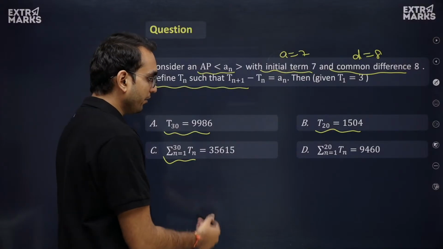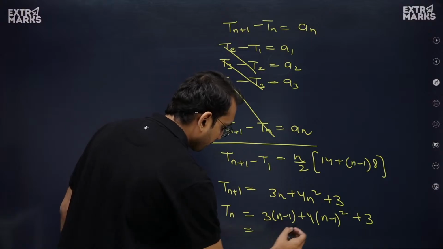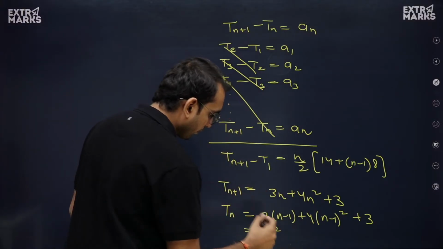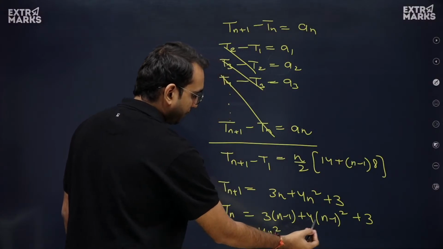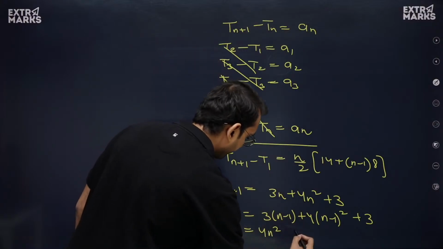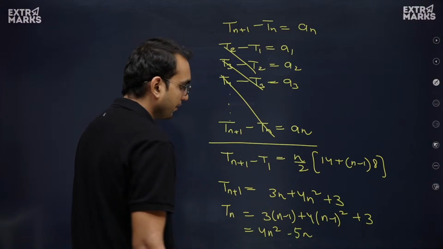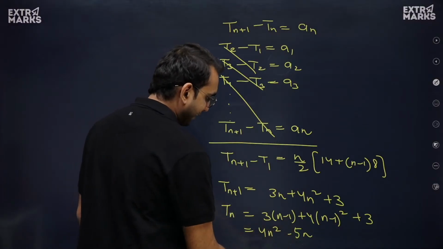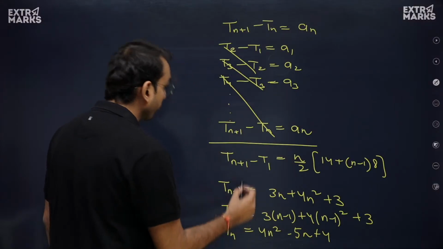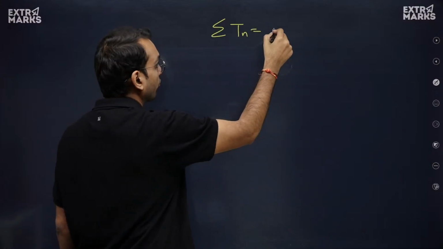Now how to find the summation of Tn? Let's first simplify this. So it will be 4n square minus 8n plus 4, plus 3n minus 3, so minus 8n plus 3n will be minus 5n. So plus 4 plus 3 is plus 7. 7 minus 3 will be 4. So this is this.